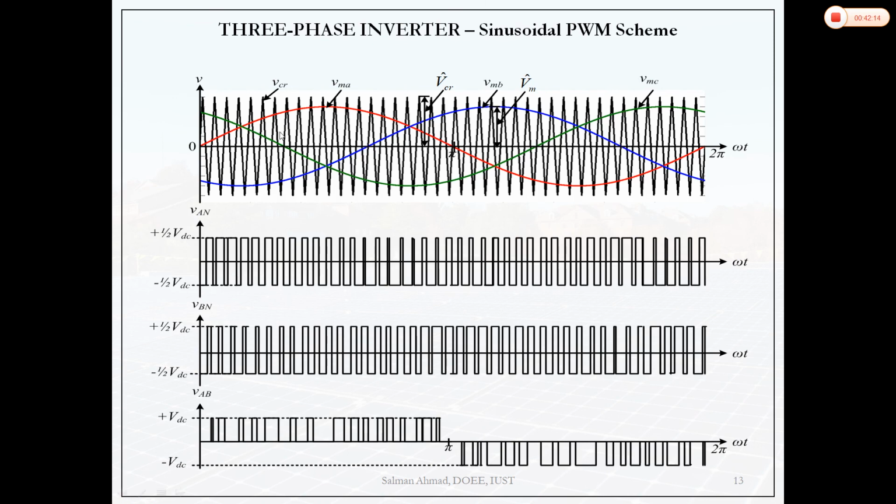You can see here that we have a reference signal. This is for phase A. If we shift it by 120 degrees, we get the phase B reference signal. Again, if we shift the phase B reference signal by 120 degrees, we get the phase C reference signal. Now we have one carrier signal which has a very high frequency, and based on the logic we can design the gate pulses for the switches. Then we can obtain the output voltages like that.